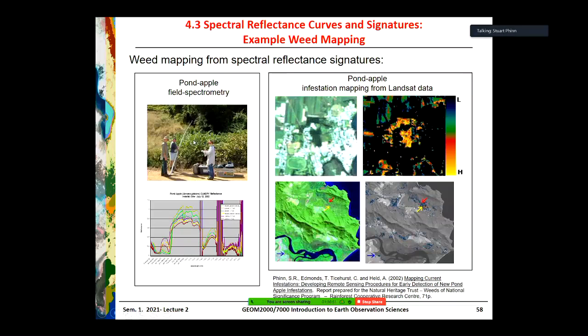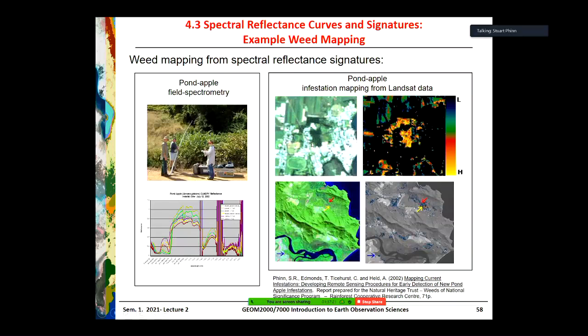So the groups that were trying to control the spread of this particular weed wanted to map where it was so they could figure out where to send in field teams with herbicides to essentially kill it. So it was like, okay, same principle. Let's get the spectral reflectance signatures of the pond apple weed, as well as the trees that it grows within. And then let's go into some satellite imagery.